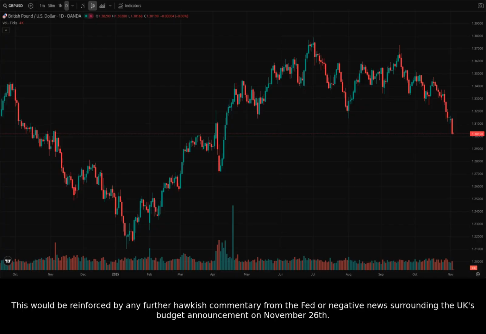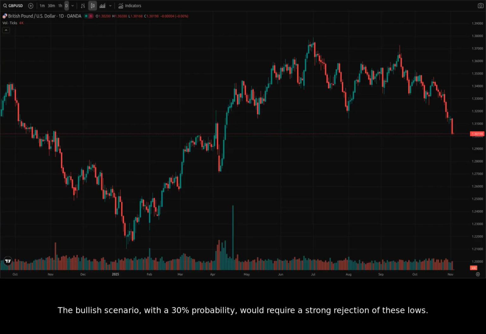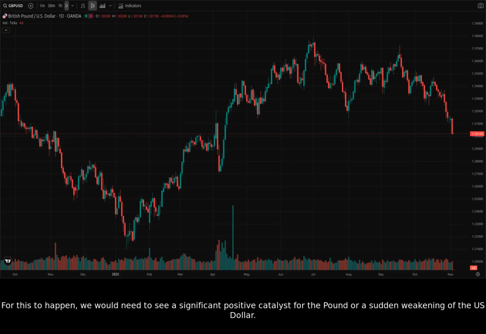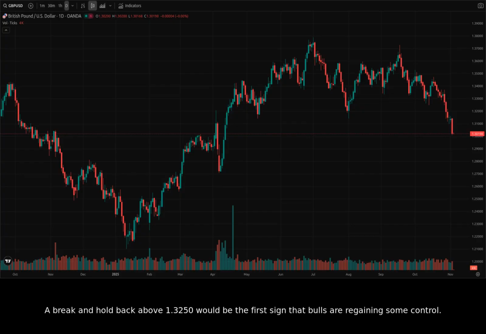This would be reinforced by any further hawkish commentary from the Fed or negative news surrounding the UK's budget announcement on November 26th. The bullish scenario, with a 30% probability, would require a strong rejection of these lows. For this to happen, we would need to see a significant positive catalyst for the pound or a sudden weakening of the US dollar. A break and hold back above 1.3250 would be the first sign that bulls are regaining some control.